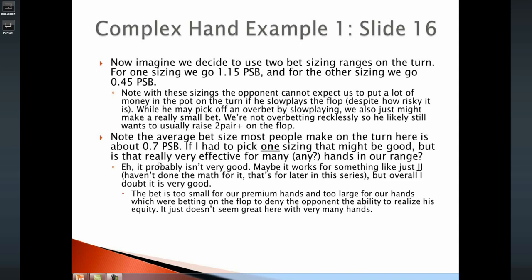It still might work for a few hands, like it might work for jacks or ace 10. As I said, I haven't done the math for that yet. But overall, I don't think it's one of the more effective sizes. Obviously, when we do other board textures, we might find that 0.7 pot size bets works great. We're going to have to adjust our bet sizing based on the situation.